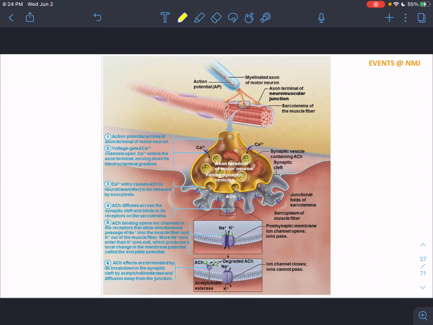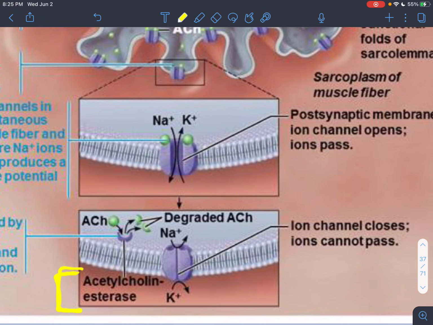The last thing that happens is, again, we don't want excess acetylcholine in the synapse. So we have the enzyme called acetylcholinesterase that breaks down acetylcholine to make sure it doesn't continue to bind. That makes these ligand-gated channels close so that sodium and potassium aren't able to move.